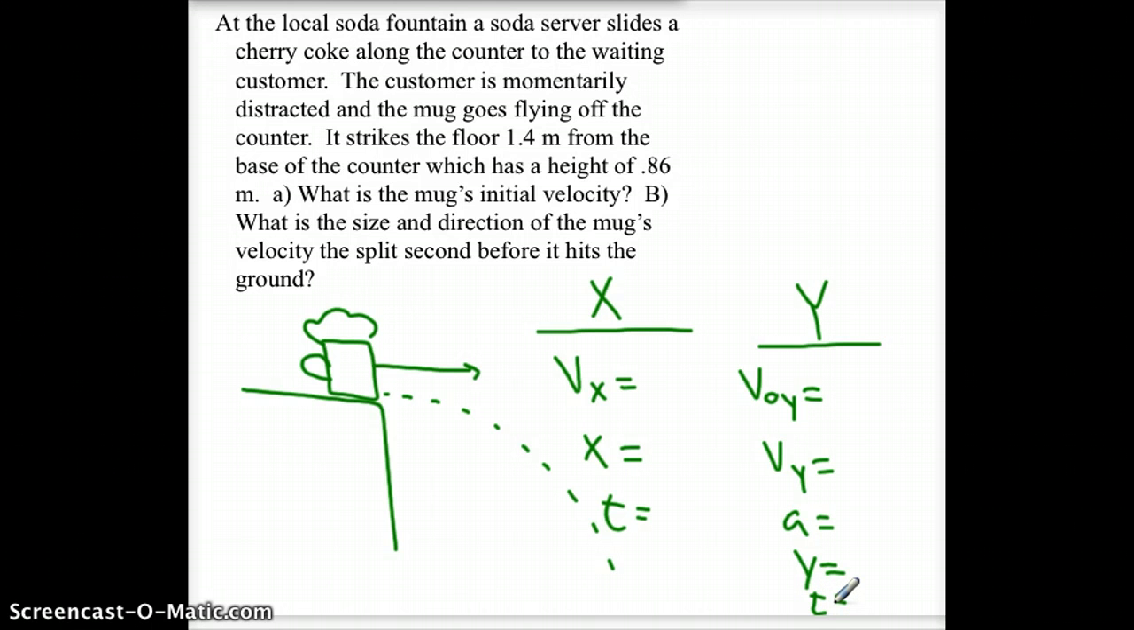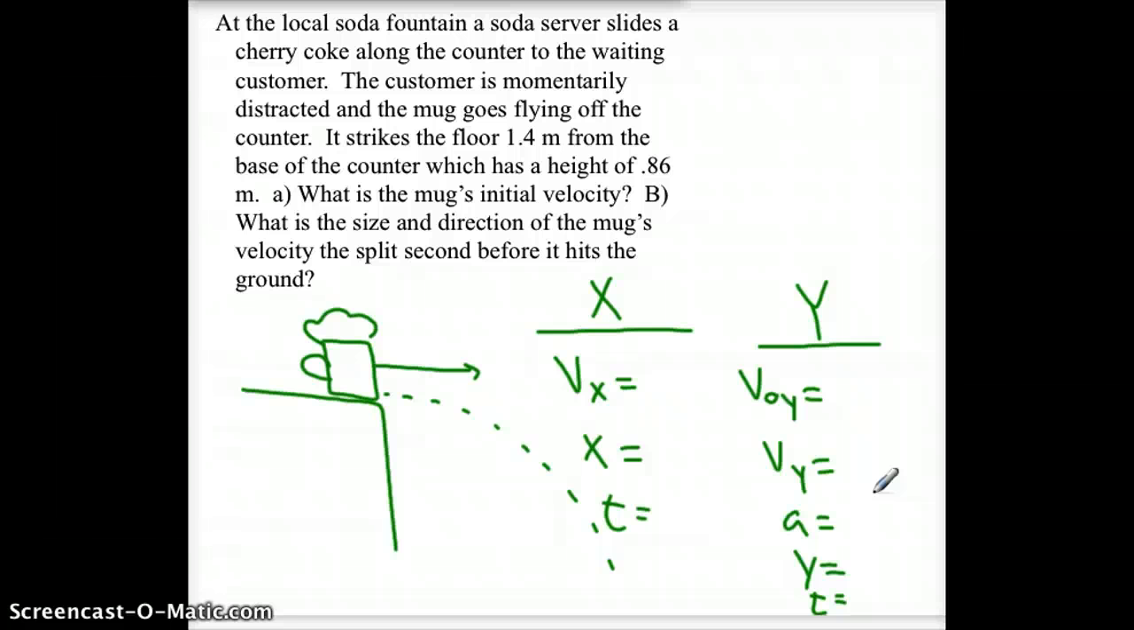There are some great ways to show you that x and y are independent of each other, but for right now, I'm just going to tell you they're independent of each other, and we'll have to do some looking into this later. All right, so as the mug is traveling through this parabolic path, Vx remains the same, and Vy is increasing at 9.8 meters per second every second.